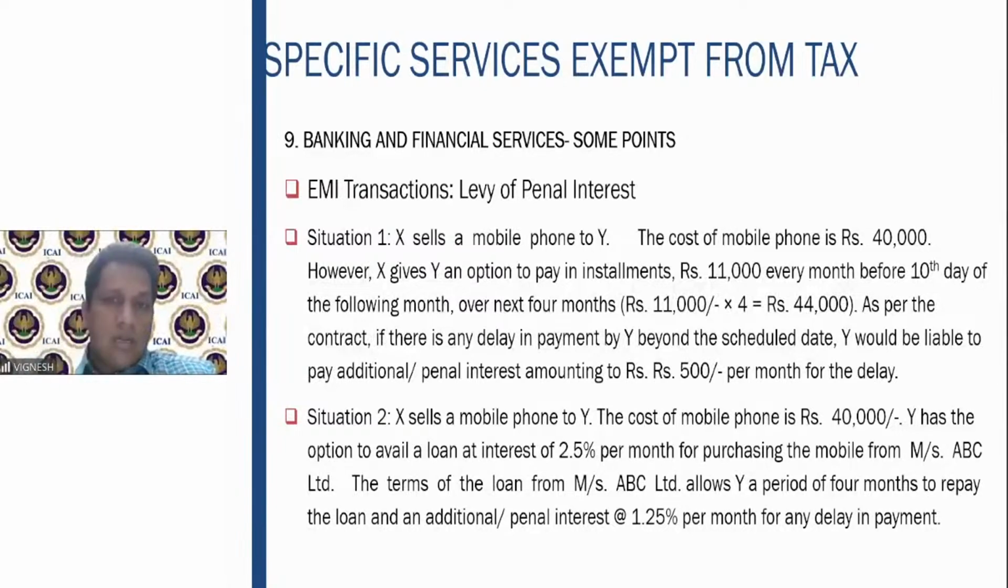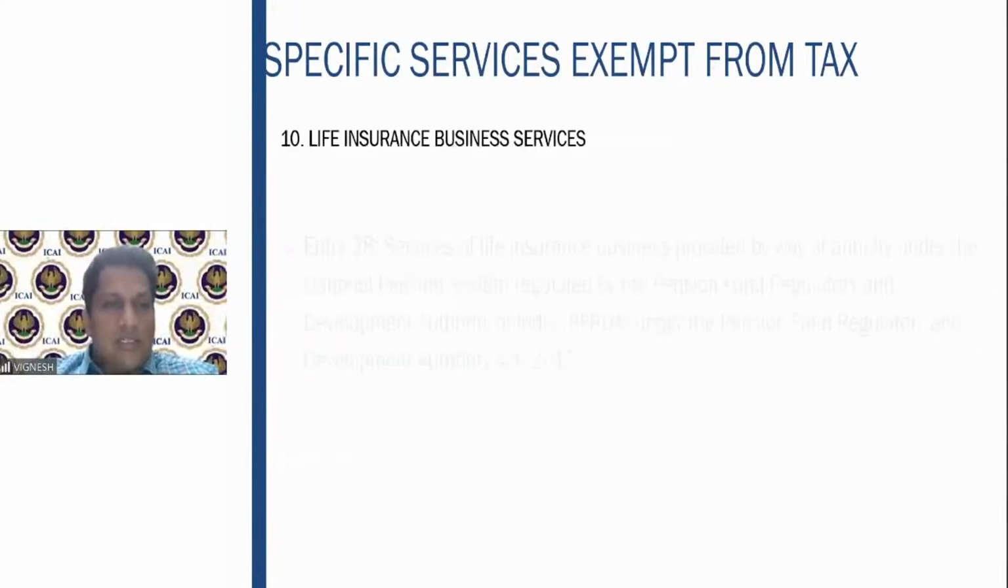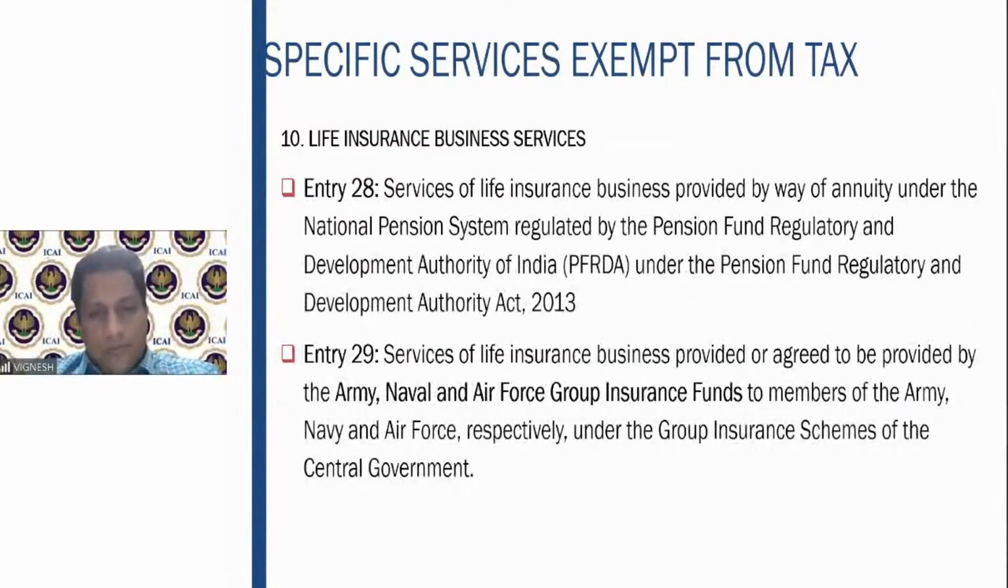There are two elements here. The first element is the basic interest which is charged on the phone, and that is exempt. But the penal interest which is charged for the delay will be chargeable to tax. Second example: X sells a phone to Y. The cost is 40,000. Y has the option to avail a loan at 2.5% per month for purchasing the mobile from ABC. The terms allow 4 months to repay with additional payment. Here also, regular interest will be exempt, but the penal interest shall be chargeable to GST.